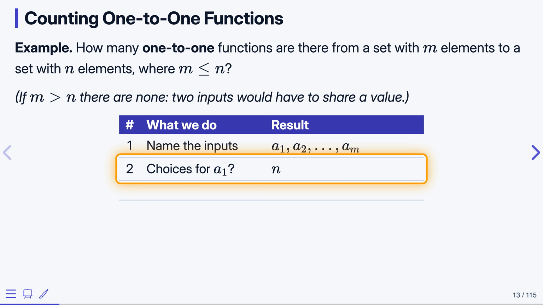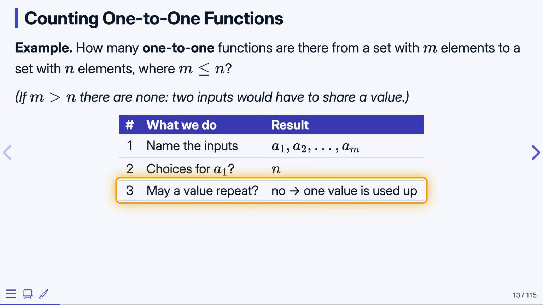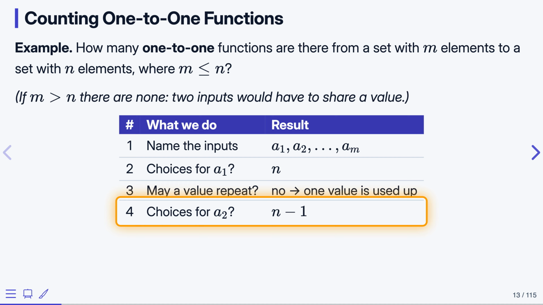Step 2. For a sub 1, we may pick any of the n values, so n choices. Step 3. This is the new part. Values may not repeat. Once a sub 1 takes a value, that value is gone. Step 4. So a sub 2 has only n-1 values left. Each new input has one fewer choice than the last.